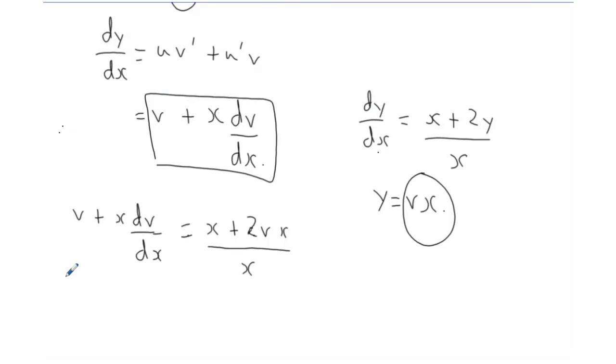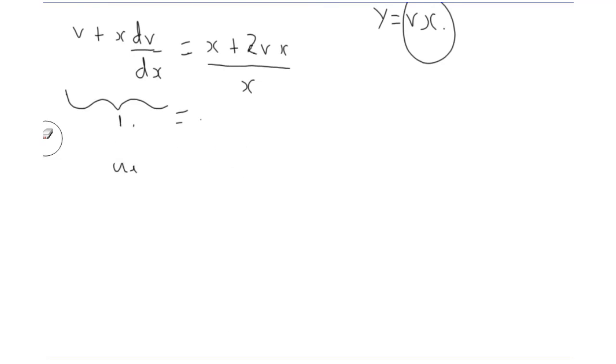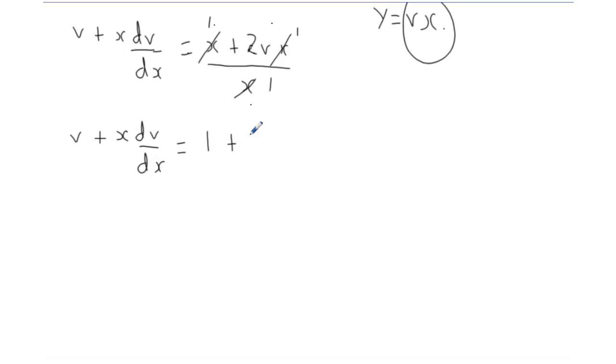Just so we are clear on what we've done, this is dy by dx equals x plus 2y over x, the whole thing rewritten, knowing that y is vx. Now we can cancel those x's off. You've got 3 terms on the right-hand side, and x is a common factor of all of them, so just divide through by x. It's as though we're factorising the numerator, pulling an x out, and cancelling it with the x in the denominator. So now we have v plus x dv by dx equals 1 plus 2v.